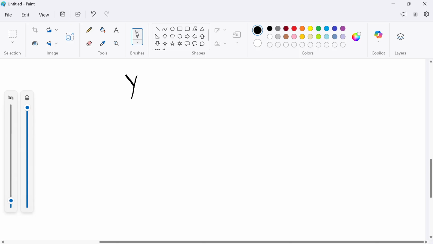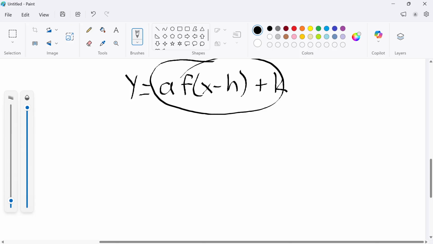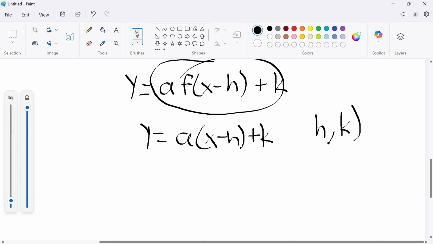If I have translations and reflections, if I have a function like this, it's called a f of x minus h plus k. I don't even know if that's the right notation, but it's a f of x minus h plus k. In other words, it looks like this: y equals a times x minus h plus k, where (h, k) is the vertex, and a is some kind of dilation factor.